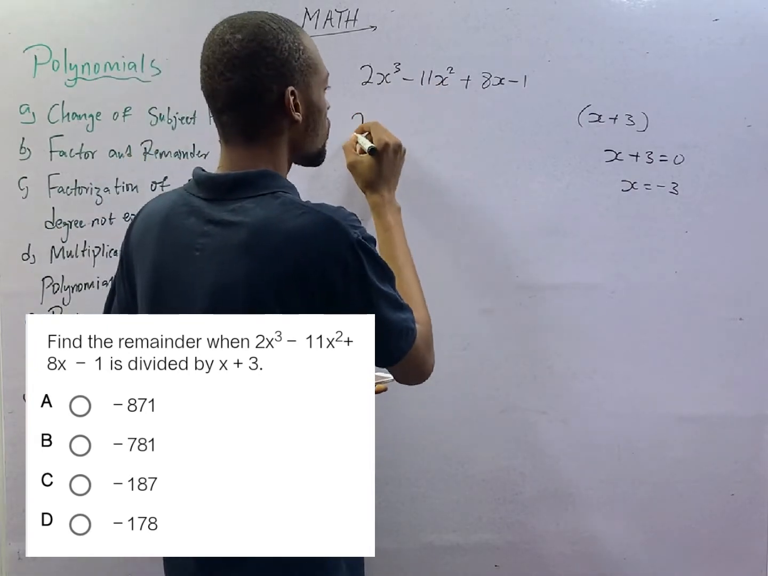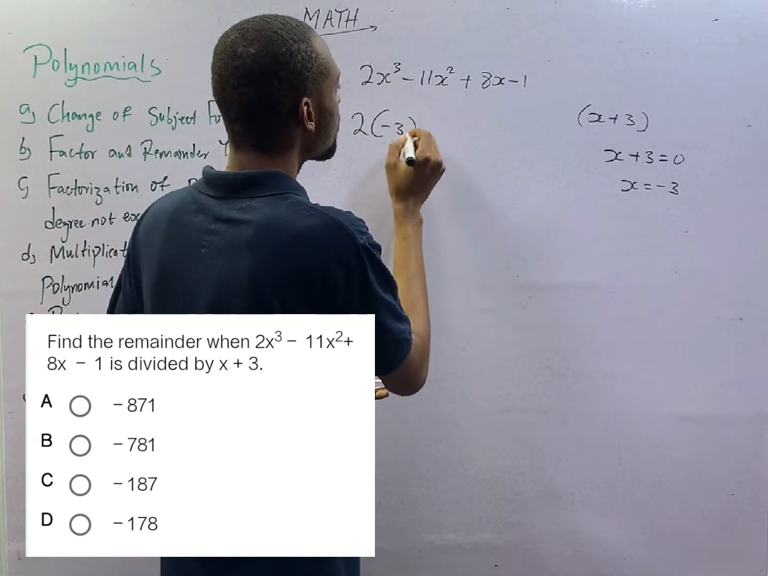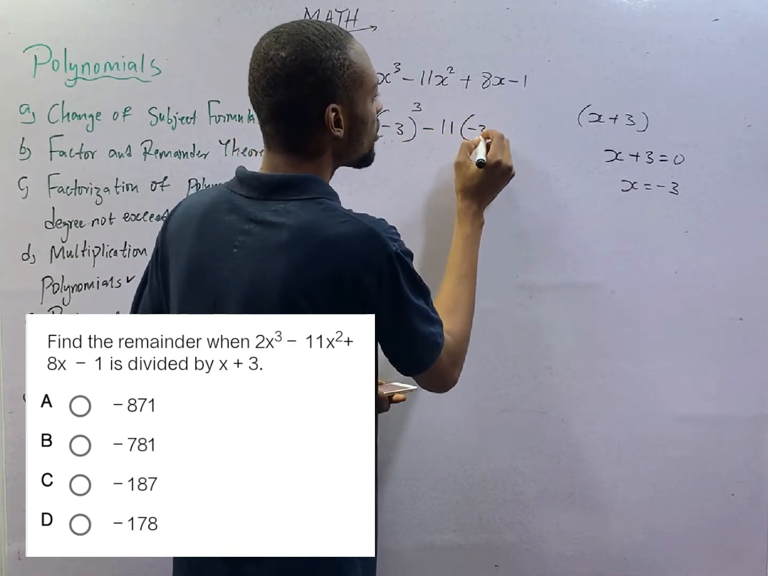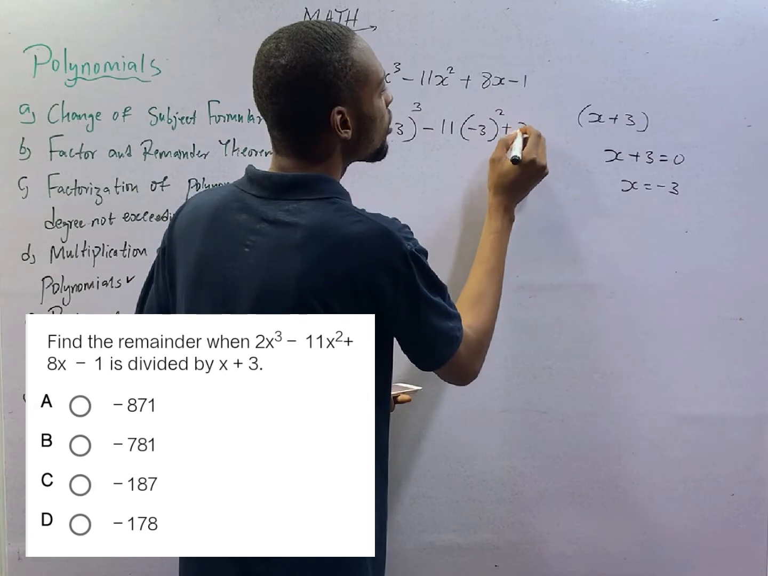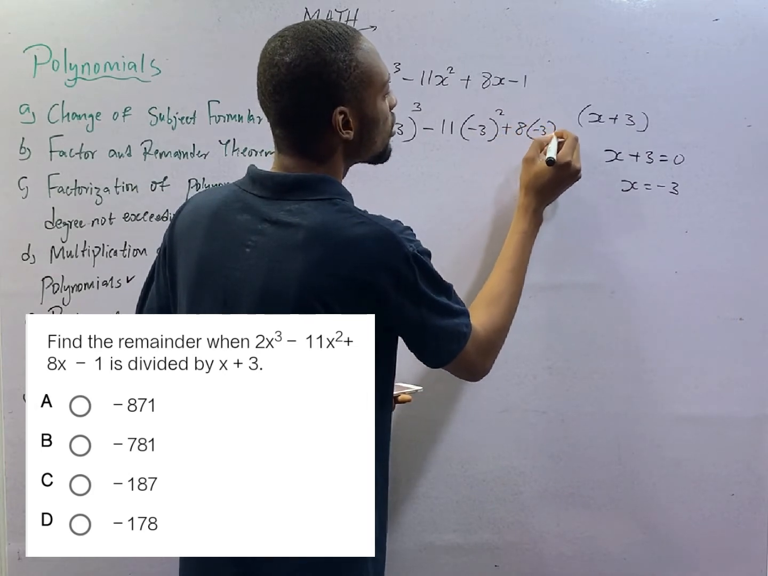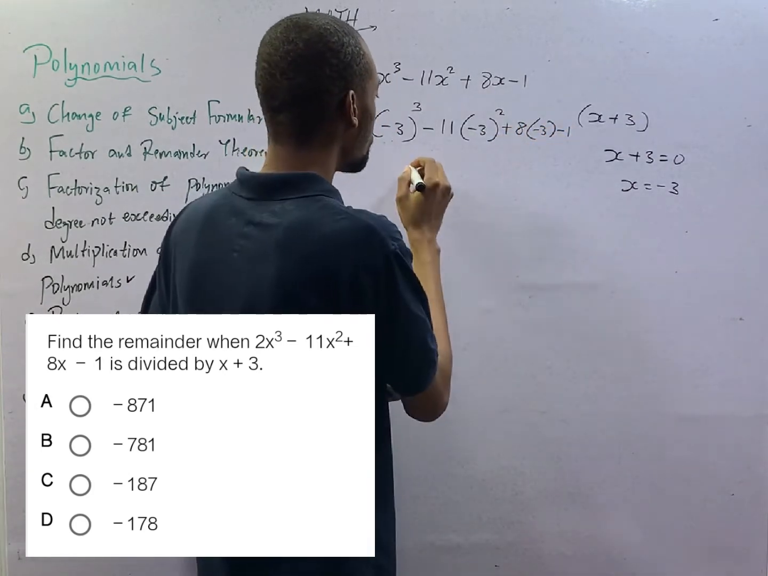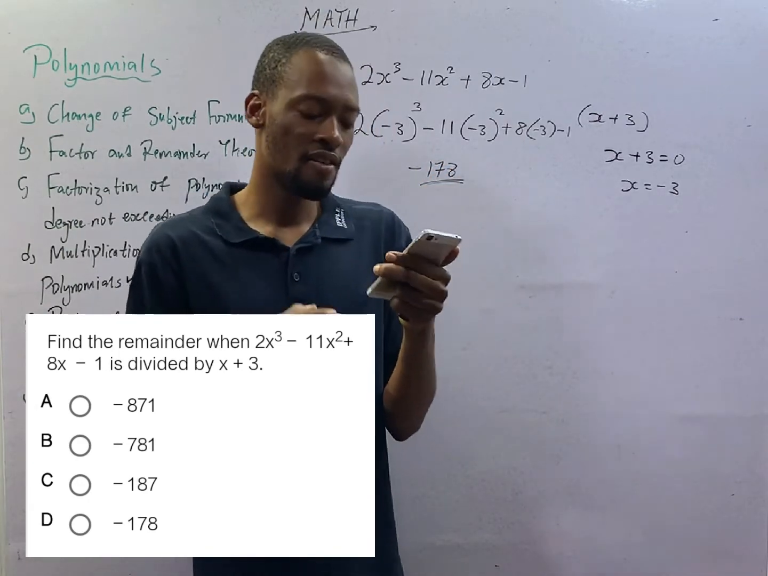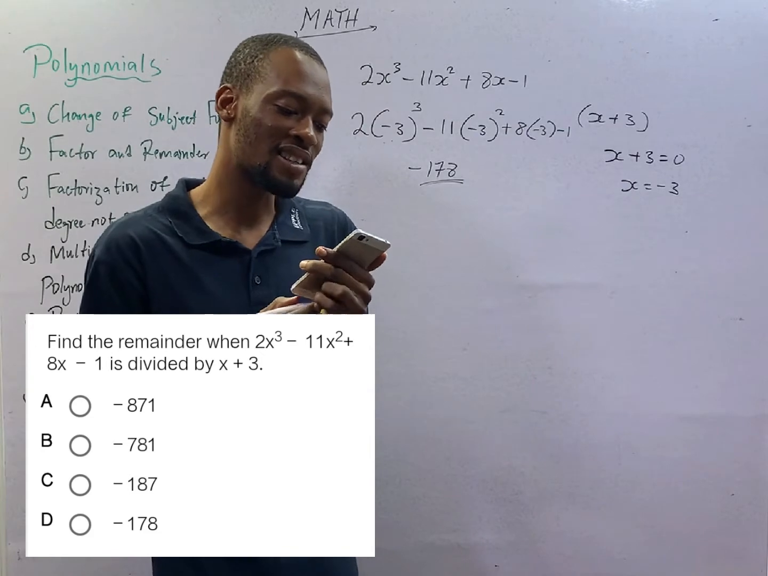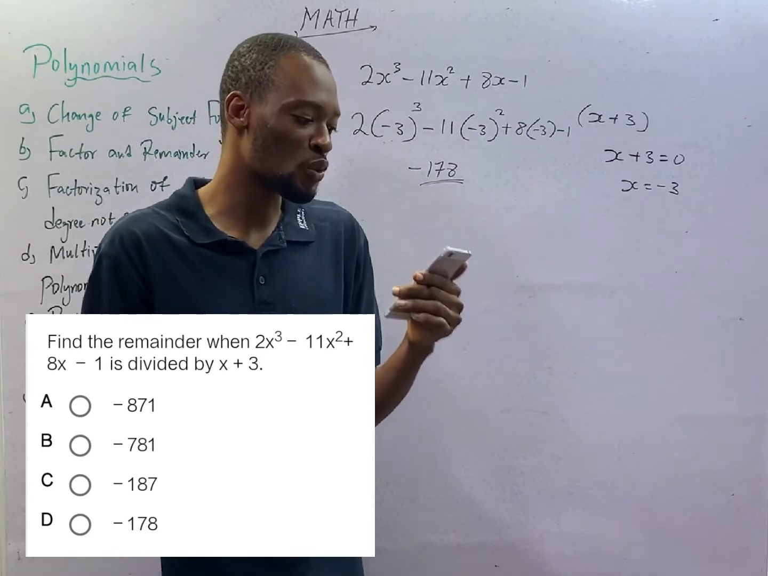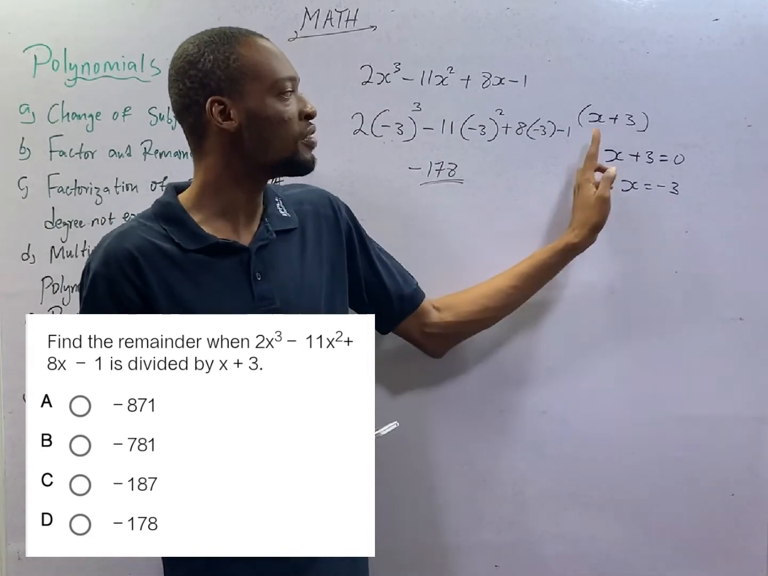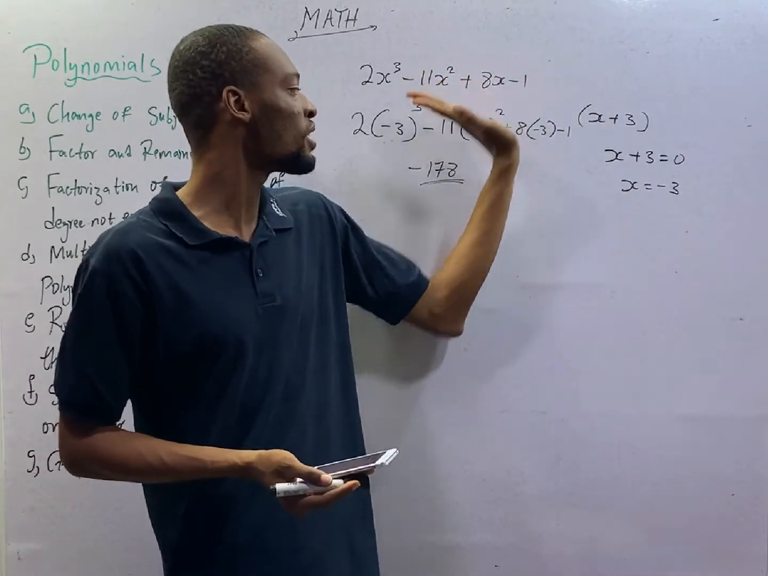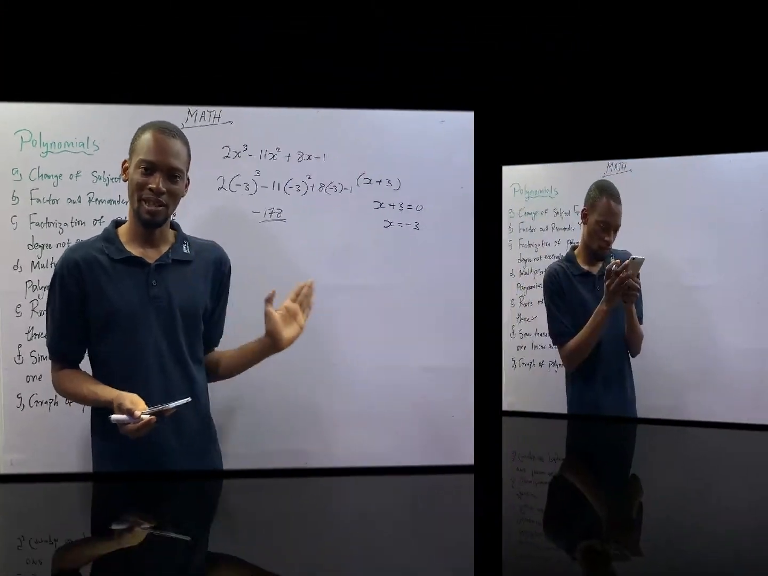That will be 2 times minus 3 raised to the power of 3, minus 11 times minus 3 squared, plus 8 times minus 3, minus 1. That will give you minus 178. Ladies and gentlemen, the remainder when this polynomial is divided by s plus 3 is minus 178. Simply equate the divisor to 0, get the value of s, put the value of s into the polynomial. Your answer will be the remainder.